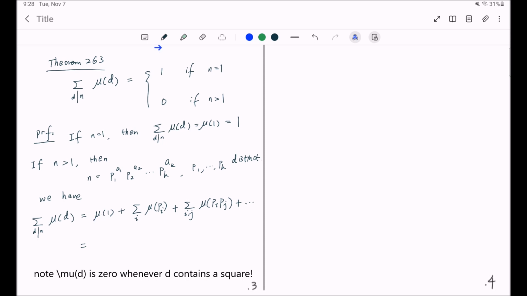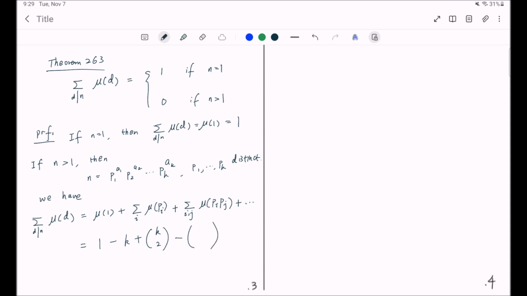The first term, mu of 1, is equal to 1. And the second, by definition of the Mobius function, is equal to -1. In total, we have summed up k many -1s. So in the next stage, you get k, but there's a negative sign in front of it. And next, it will be k choose 2, because we are considering all choices of pi pj's among p1 through pk. So there will be k choose 2 cases.